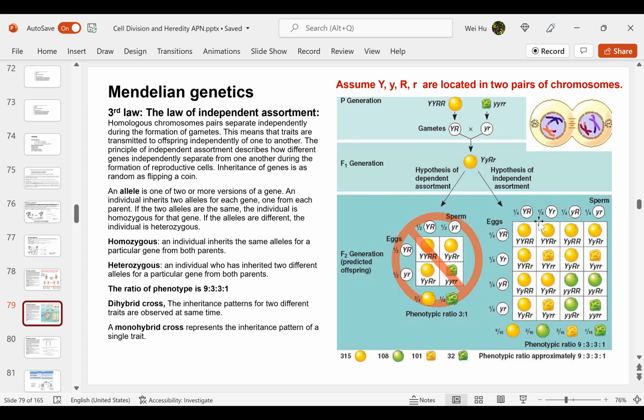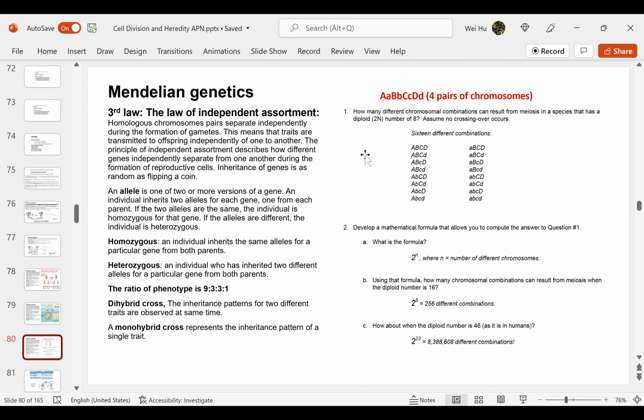Why? Because the Y and R are separate. They are located on different chromosomes, so they can separate freely. Okay, good. So now we face a difficult question.